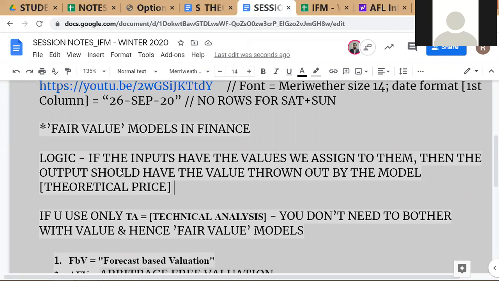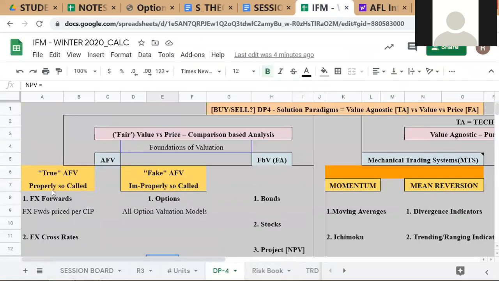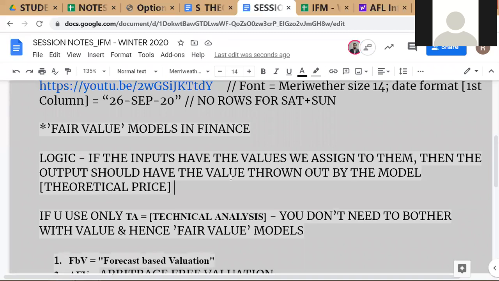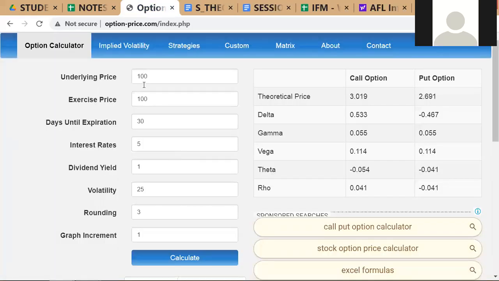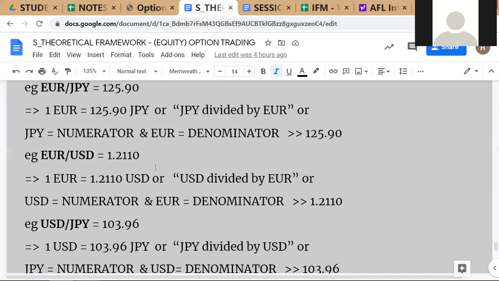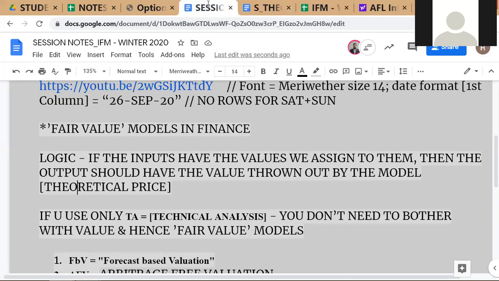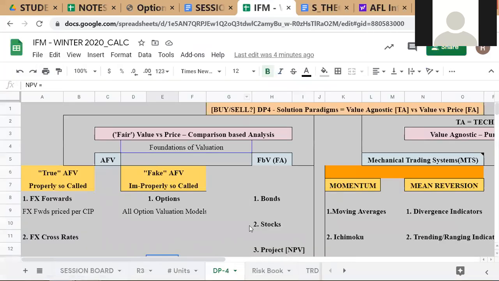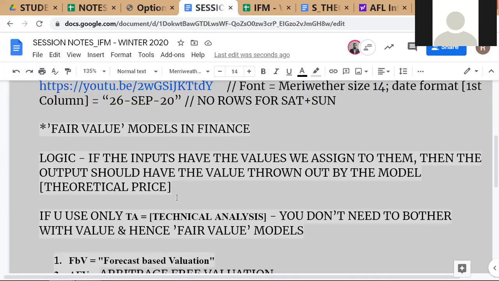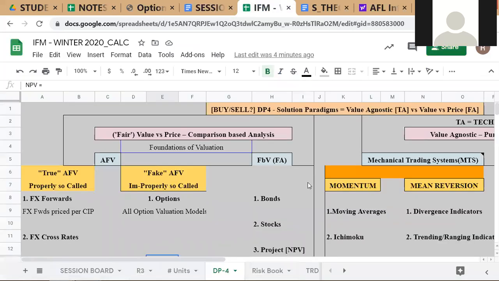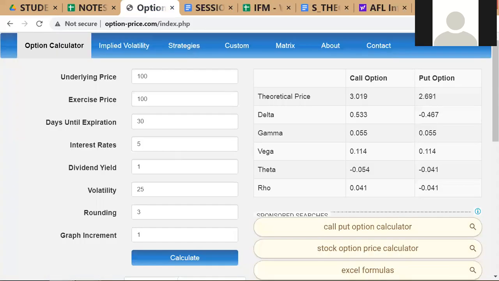It will be the price in reality only when you have true AFV, where you can force the market price to converge to the fair value. Otherwise, it will be just a theoretical price, which need not be the actual price. It's a theoretical price because, according to my option valuation model, if the inputs have the values that we assign to them, and these are the values we have assigned, then the output, which in this case is the call option price, should have the value thrown out by my model, which is $3.